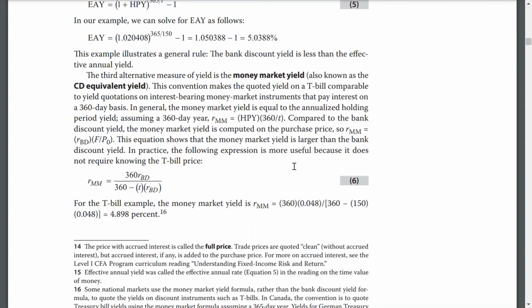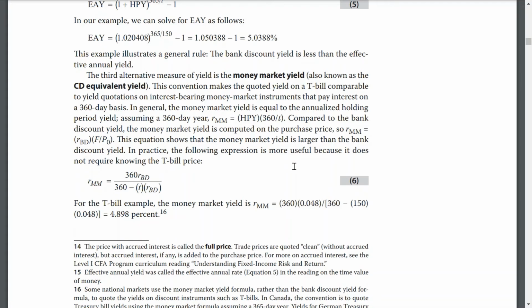Compared to the bank discount yield, the money market yield is computed on the purchase price, so RMM is equal to RBD multiplied by F divided by P0. This equation shows that the money market yield is larger than the bank discount yield in practice. The following expression is more useful because it does not require knowing the T-bill price. So RMM is equal to 360. So we don't have to know the T-bill price in order to calculate this percentage using the money market yield.